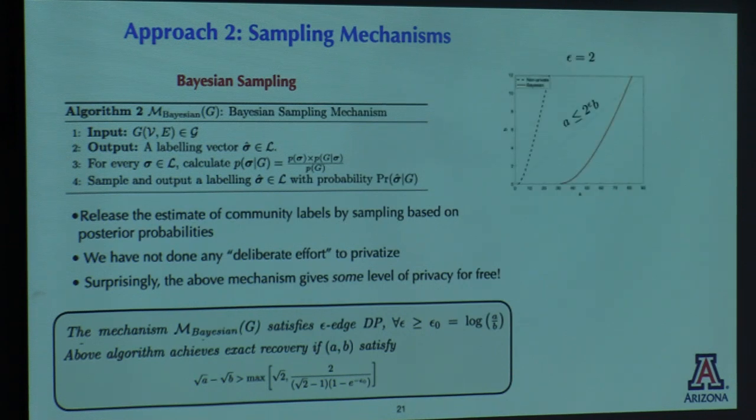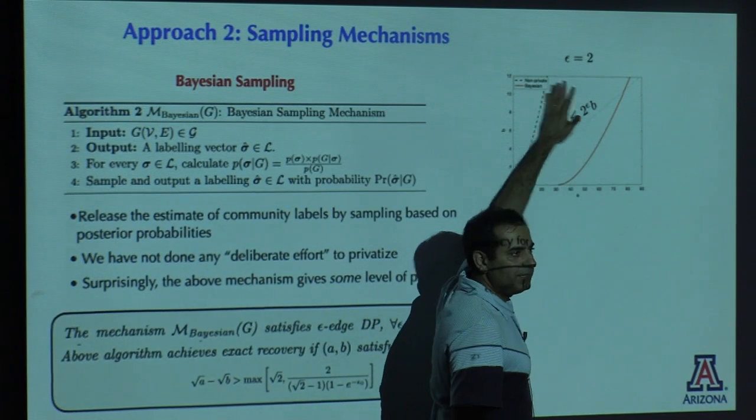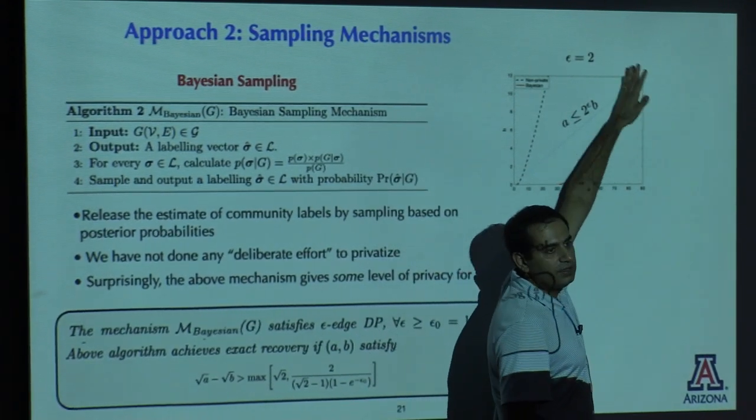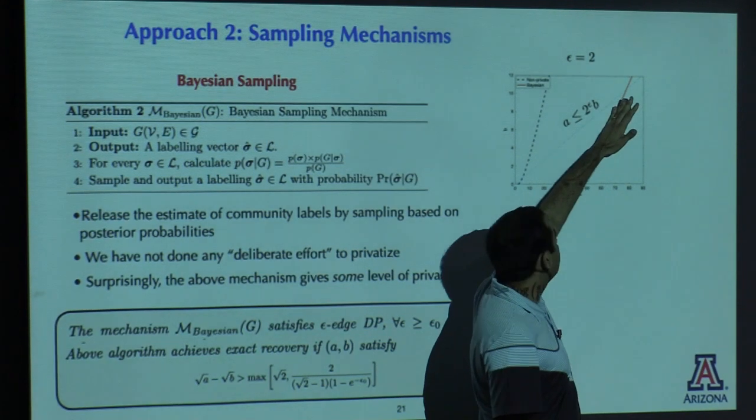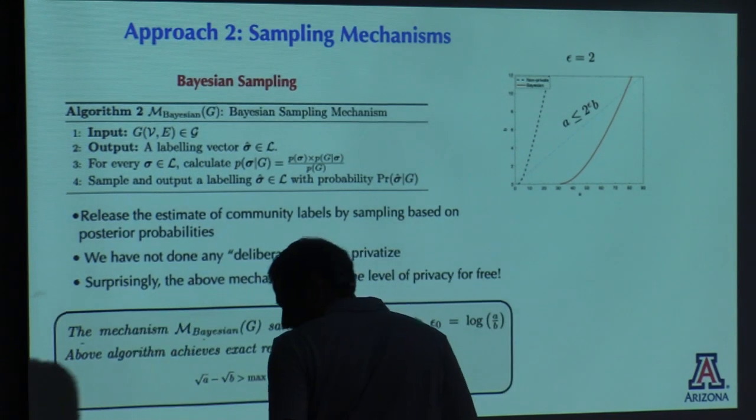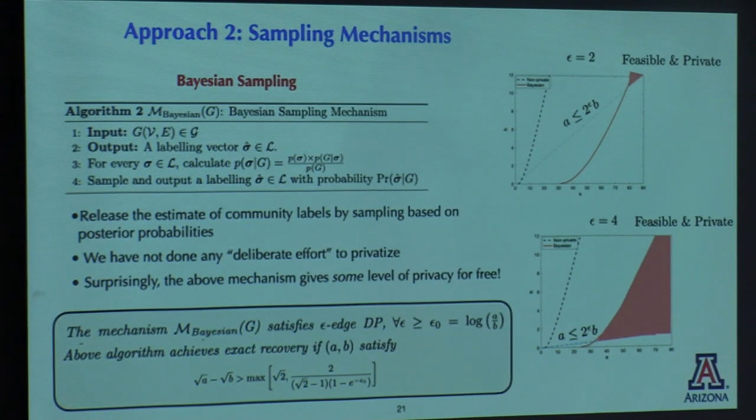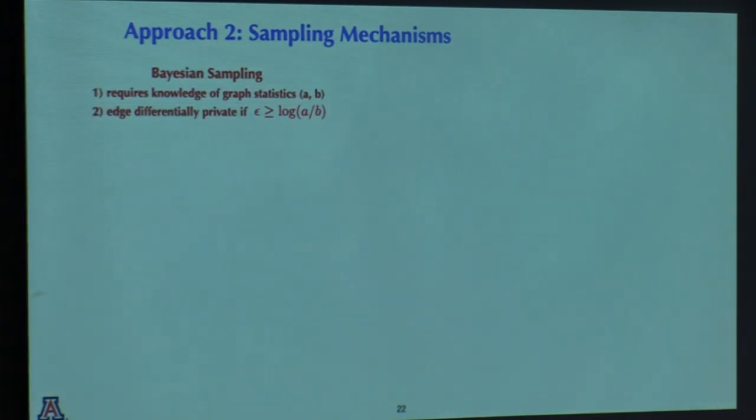Okay. So if I were to just draw, this is the non-private threshold. Below this is what was achieved before. Now the red one is what we get for this Bayesian sampler, if epsilon was 2. So all this was feasible without privacy, but now only this is feasible. This region is where recovery is possible. So the region where recovery was possible has shrunk from all this to only this.